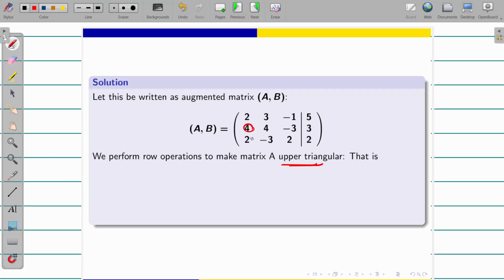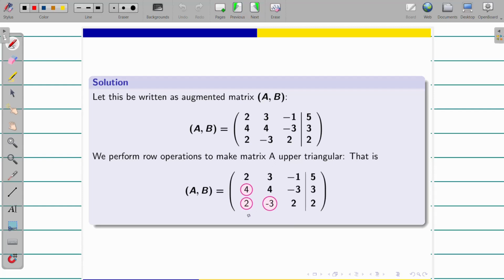These three elements, 1, 2, and 3, are the main diagonal elements. Below the main diagonal elements, you have to reduce to 0. Look at that, I circled them: 4, 2, and minus 3 we have to reduce.